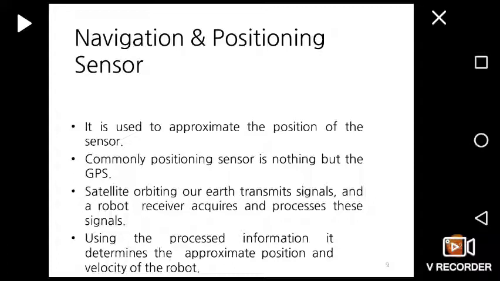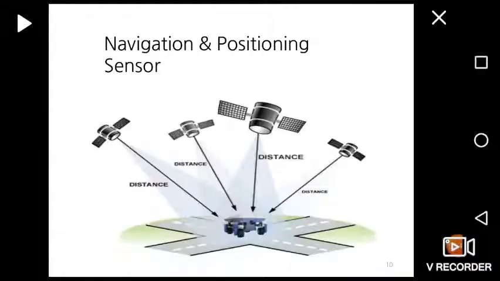Navigation and positioning sensor. It is used to approximate the position of the robot. Commonly, the positioning sensor is nothing but the GPS. Satellites orbiting our Earth transmit signals, and the robot receiver acquires and processes these signals. Using the processed information, it determines the approximate position and velocity of the robot. The figure shows the navigation and positioning sensor.